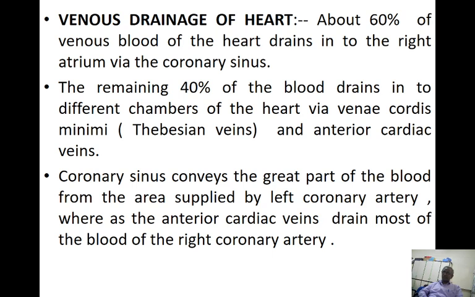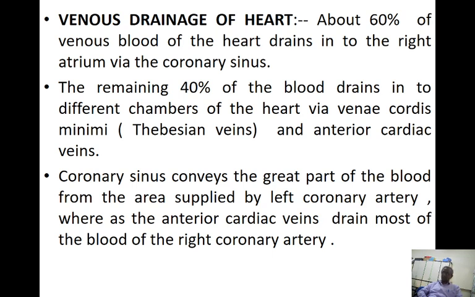The remaining 40% of the blood drains into different chambers of the heart via vena cordis minimi, small veins, and anterior cardiac vein. So vena cordis minimi and anterior cardiac vein are draining the remaining 40% of the blood into different chambers of the heart.